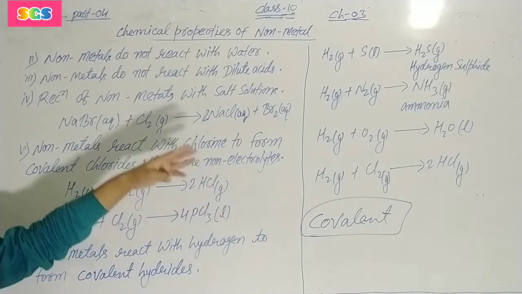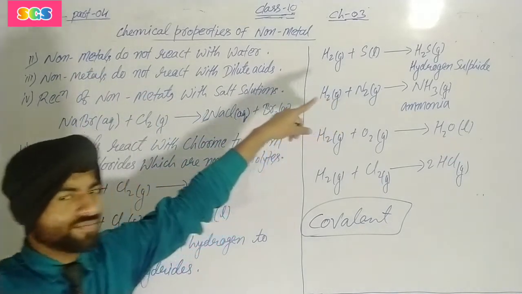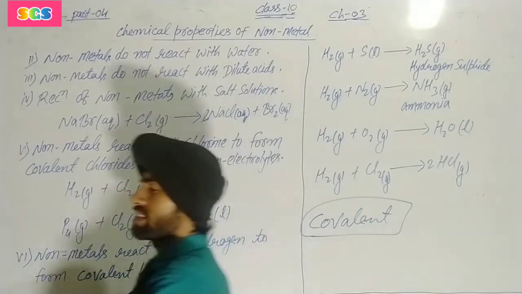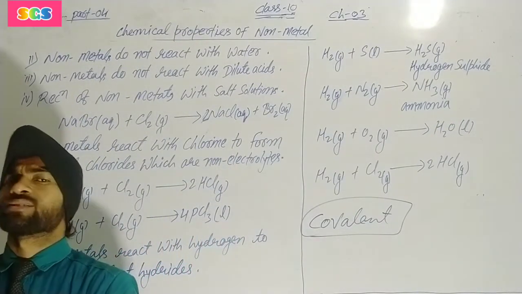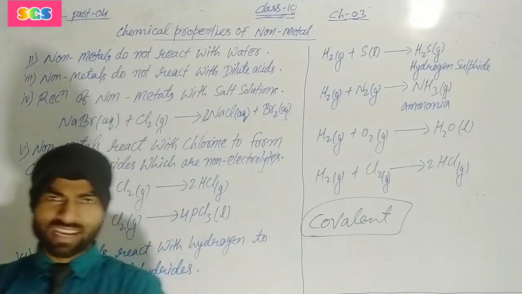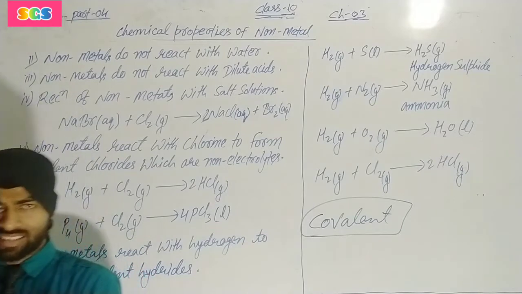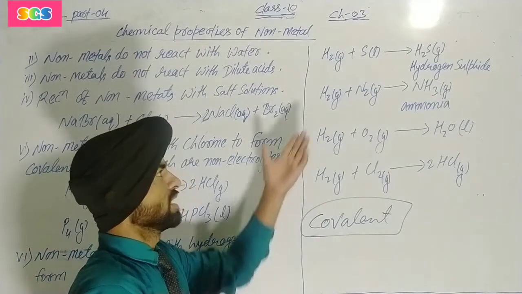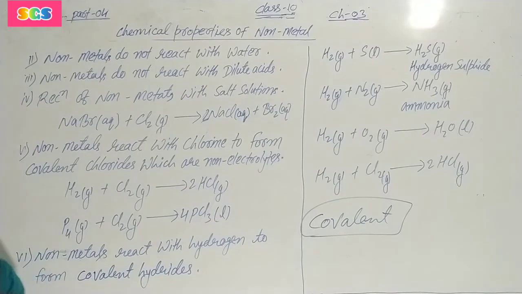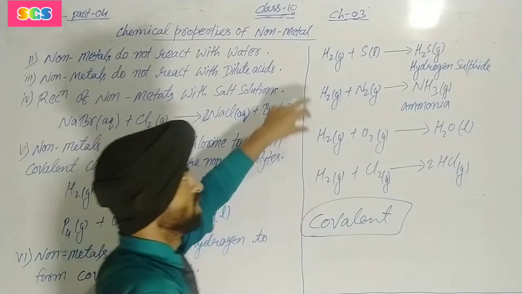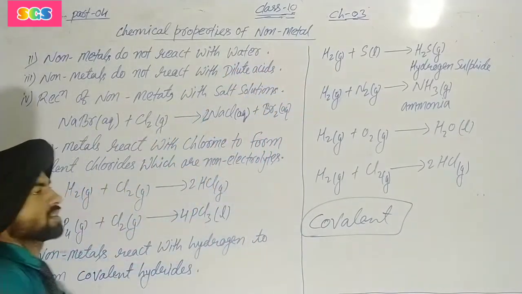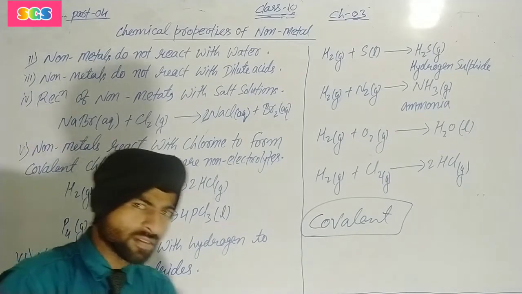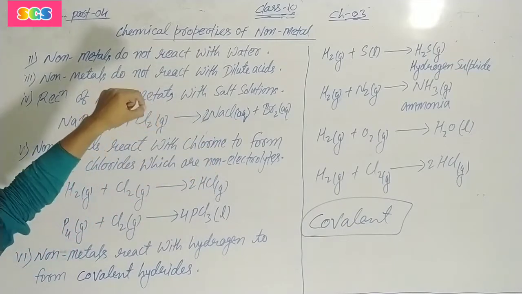So we can say that it is a covalent hydride, as there is the presence of hydrogen with a non-metal. With a metal, for example, NaH is sodium hydride, CaH2 is calcium hydride, MgH2 is magnesium hydride. In the same way, H2S is sulfur hydride, which means hydrogen sulfide. Covalent hydride is formed as a result of reaction between non-metals and hydrogen.